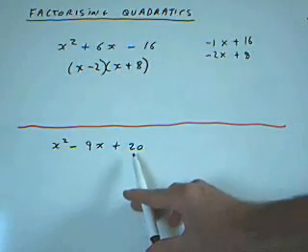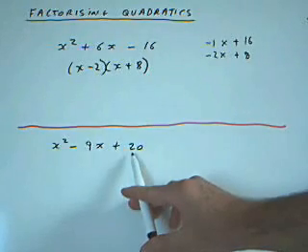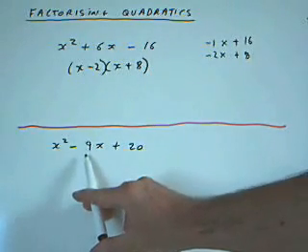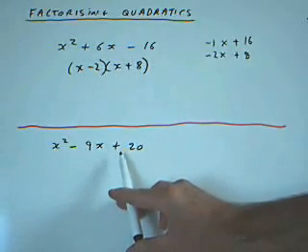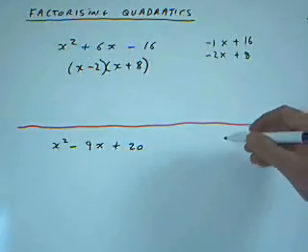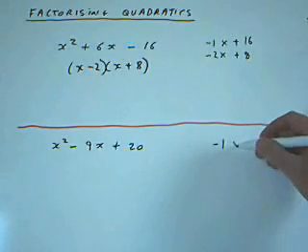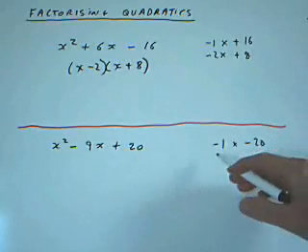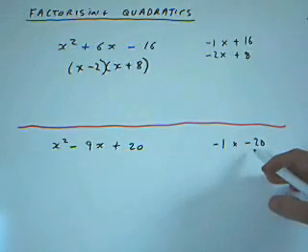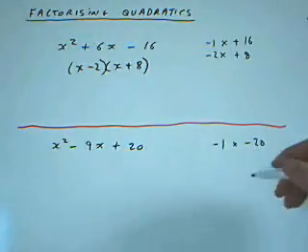Now this is an interesting one. It's got to be numbers that multiply together to make positive 20. They add together to make minus 9. Now, they must be both negative. I'll show you why. So let's look at negative numbers only. Minus 1 times minus 20. Well, if we add those together, that's going to make minus 21. Of course, they multiply together to make positive 20.